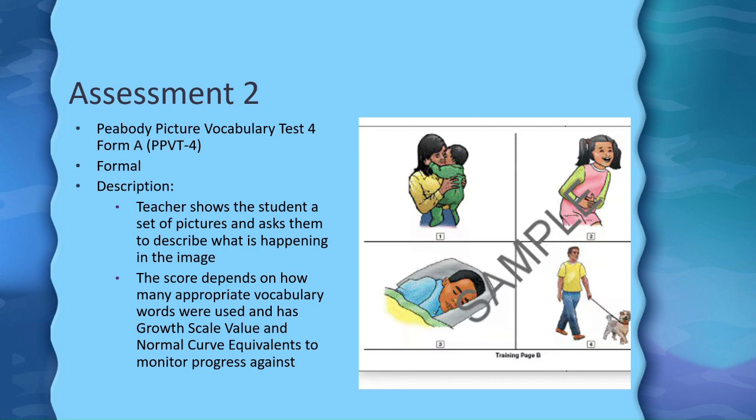So, for example, we could look at image 1, in the top left corner, and some vocabulary words that the student could use are mother, child, baby, family, hug, things that have to do with the picture. And then within the test, it'll have a list of the appropriate vocabulary words. And then to monitor progress, there is a growth scale value and a normal curve equivalent that sets standards that you can set their scores against just to make sure that they're on track.